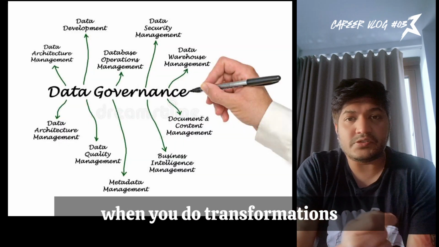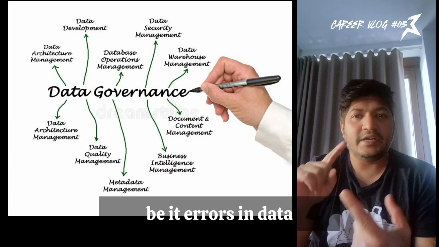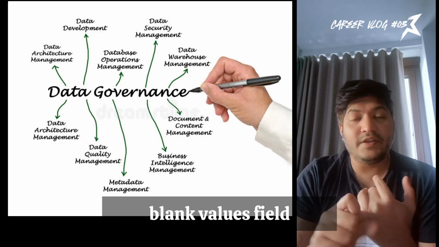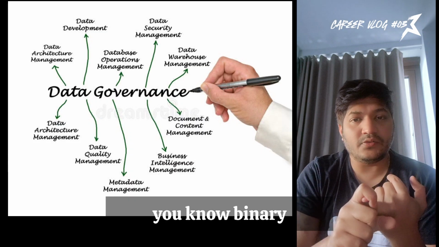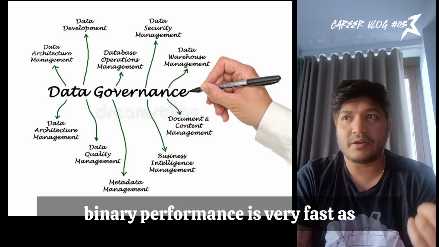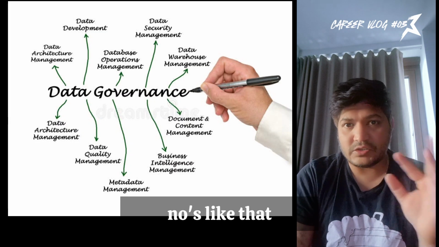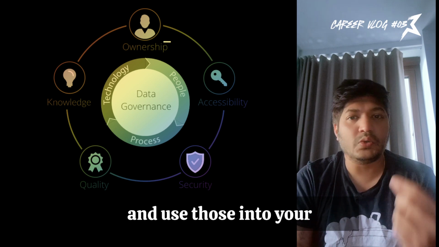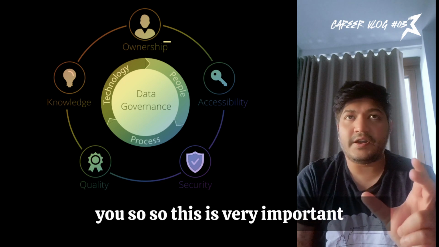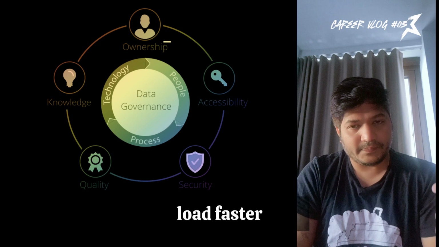When you do transformations, you need to highlight the data quality issues, be it errors in data, null values, blank values, the fields that are binary. You need to ensure that the fields are binary instead of text. Binary performance is very fast, as ones and zeros are very fast as compared to yes and nos. So you need to create those flags and use those in your transformations as a part of data quality.